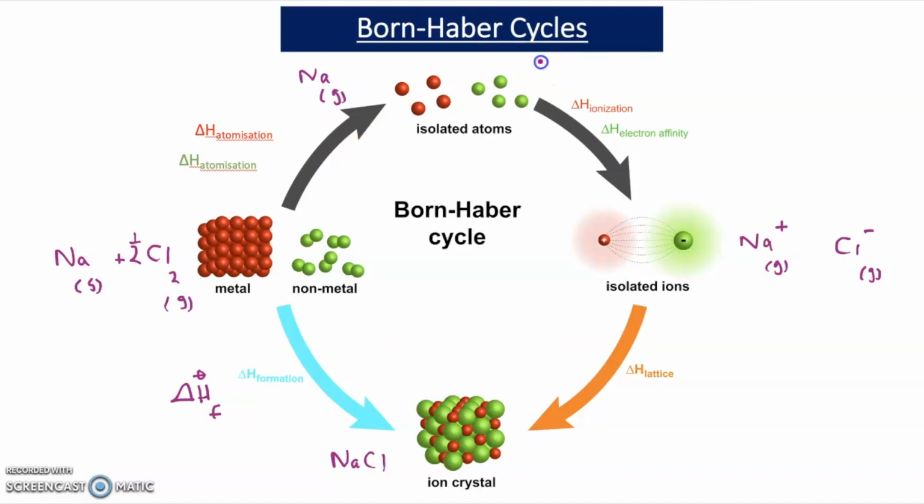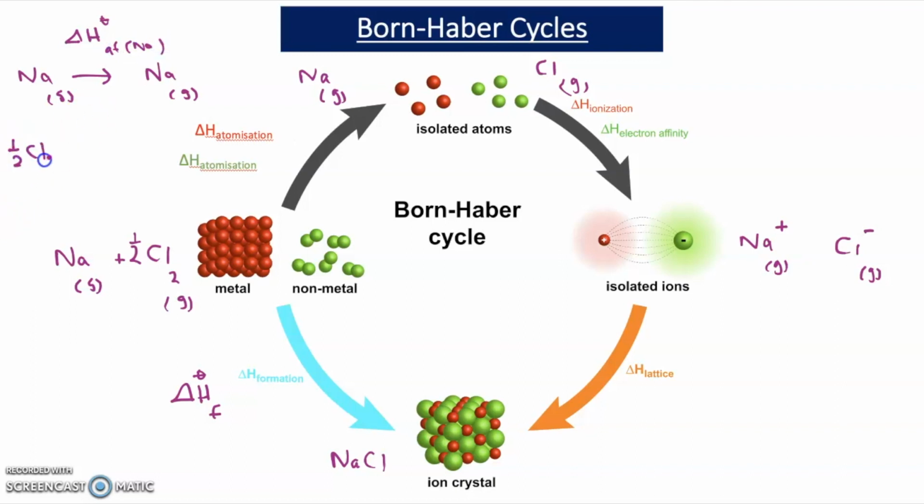Now, to complete my Born-Haber cycle, I need to get from Na as a solid and half Cl2 as a gas to Na+ gas and Cl- gas. To do this, we need atomization, ionization, and electron affinity. Atomization is where you form 1 mole of gaseous atoms, and the enthalpy change of atomization is the energy change when you form 1 mole of gaseous atoms.